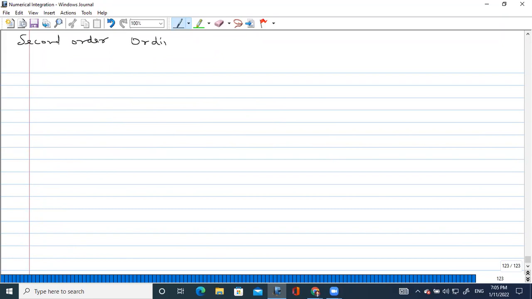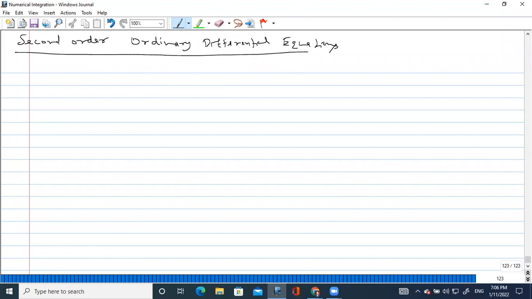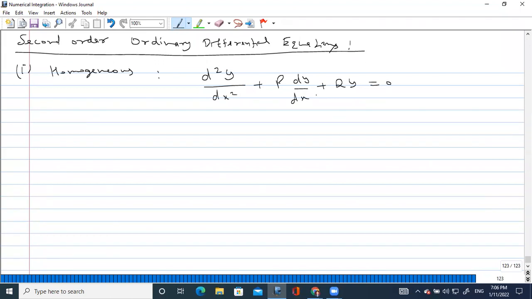Second order ordinary differential equations. Okay, so first order, finish all types. Now in second order ordinary differential equations, we will find homogeneous. In a homogeneous differential equation, they will be of the form d2y over dx square plus p dy by dx plus q into y is equal to 0. So these are the homogeneous type.